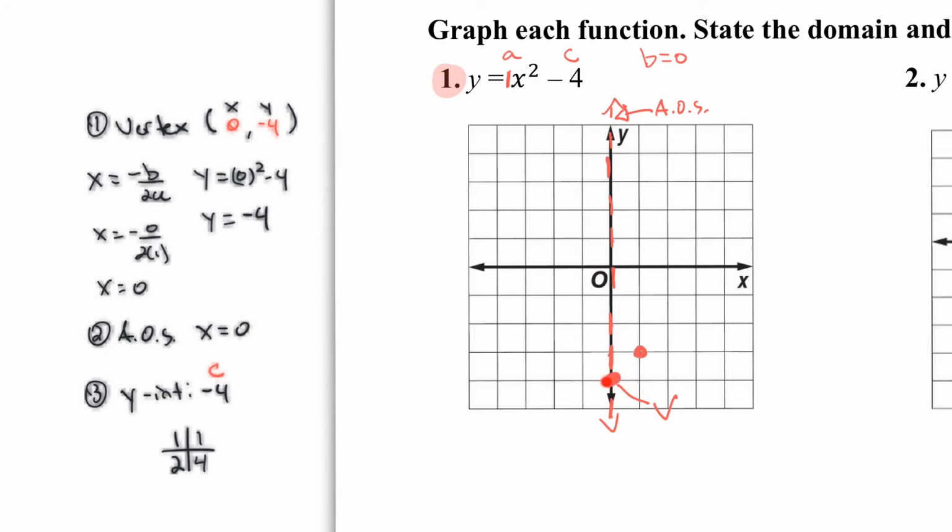Then I go back to the vertex and I go 1, 2 to the right, 1, 2, 3, 4 up. Like this. Now, I have to mention something really, really important. This pattern, 1, 1, 2, 4, it can change if the a value is not 1. If it's not +1, you guys need to multiply these two numbers, the 1 and the 4, on the right side by the a value.